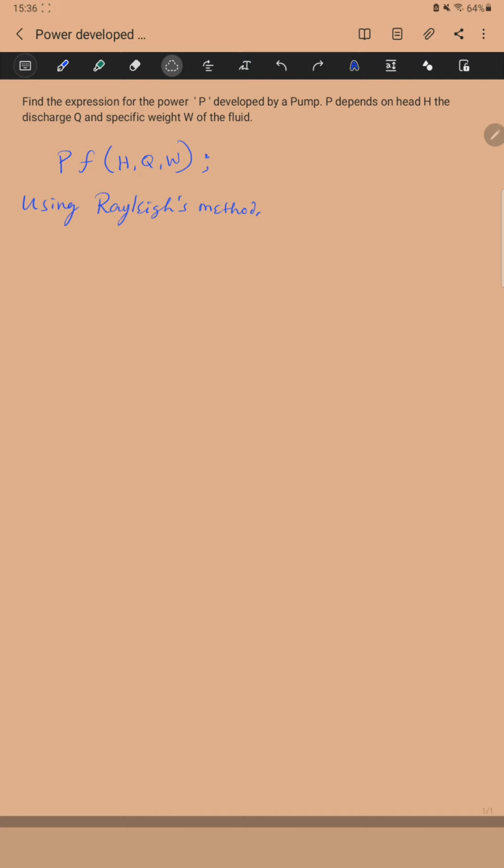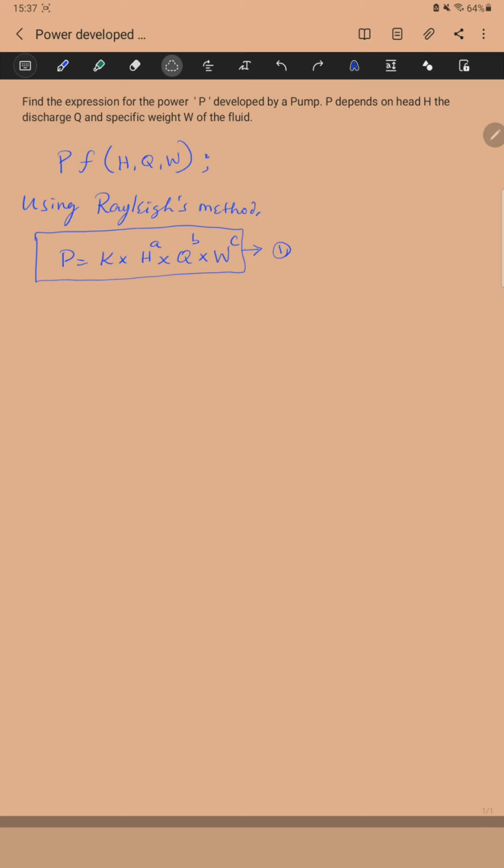So I've just written everything as if P is a function of H, Q, and W, I've written P equals a constant K. We have no clue what this constant is. Constant K times H power A times Q power B times W power C. All that we have to do again is find out the values of A, B, and C and then substitute in this equation 1. That is all we have got to do.